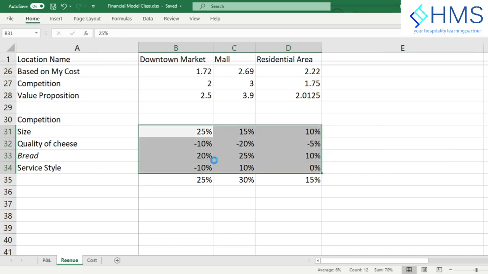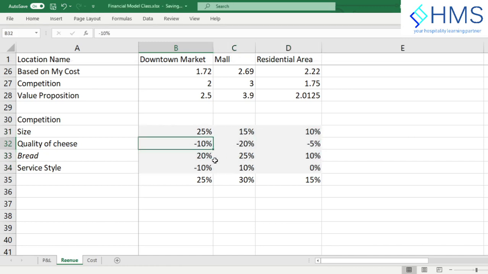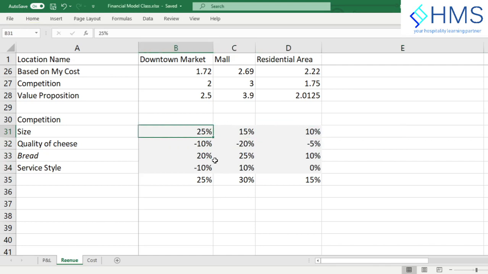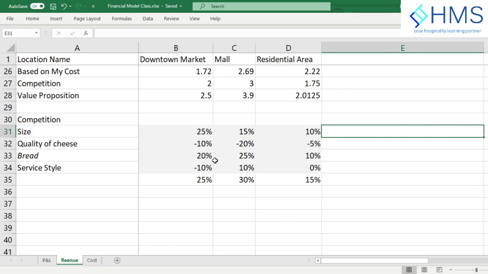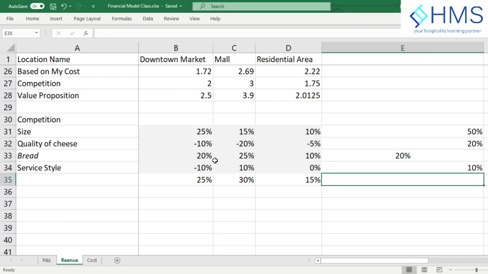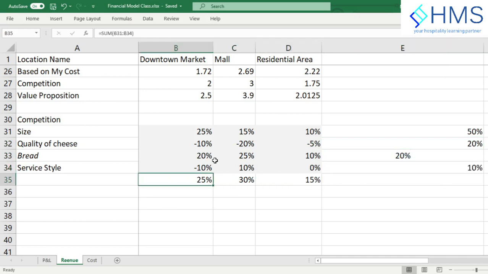Here you can add a bit more complexity, keeping the customer in mind. What do they want? Let's say size matters, so maybe it's a 50% weight when the customer is deciding. You can say my weight is 50% for the size, 20% for the cheese, 10% for the bread, and the rest, maybe 20%, and the remaining 10% is for the customer. So what is my value advantage?